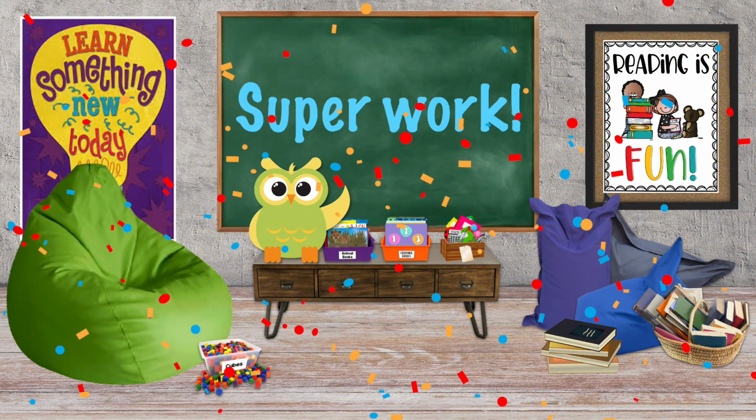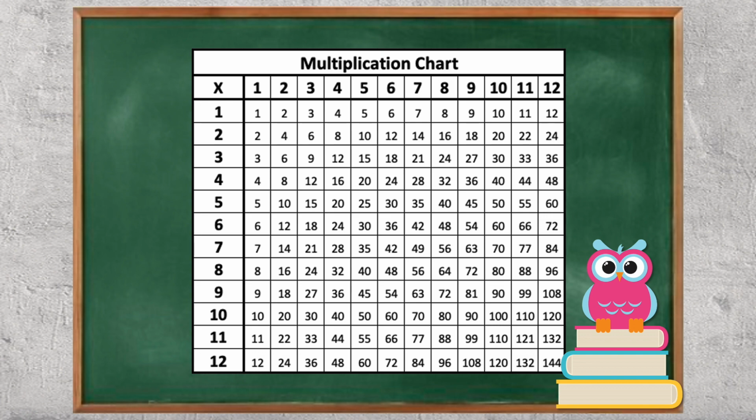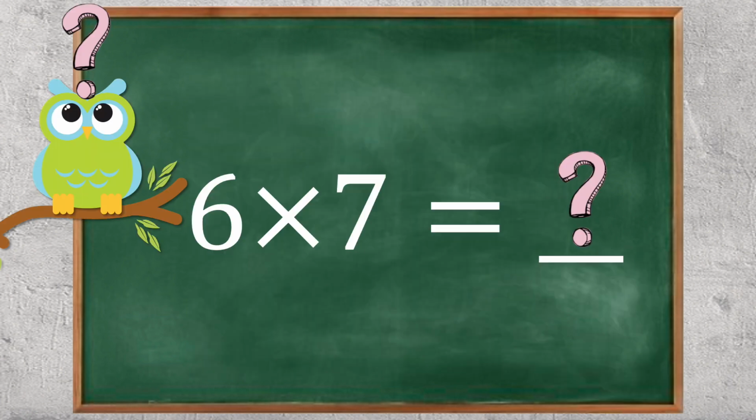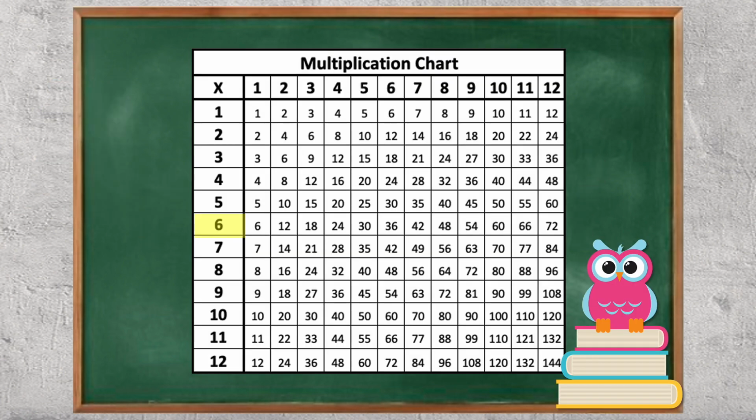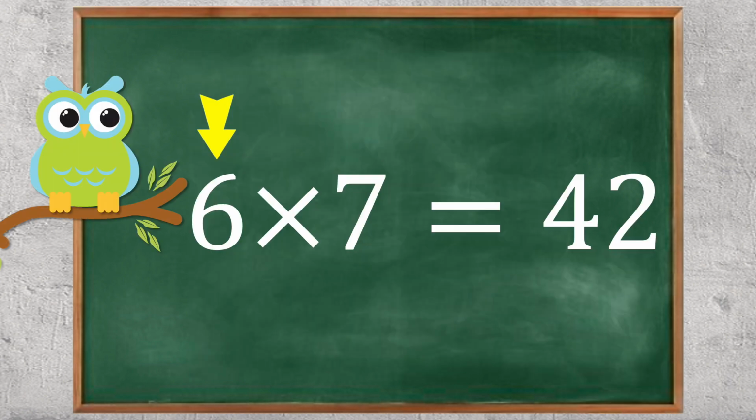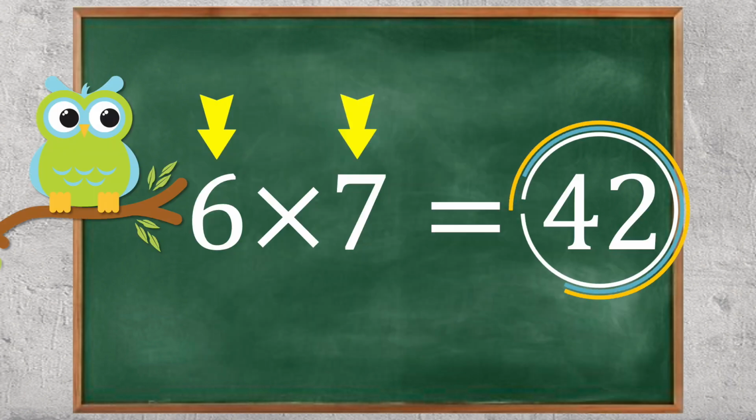Now, let's try a few on the full chart. What's 6 times 7? Find 6 on the left. Find 7 across the top. Find where they meet. They meet at 42. 6 times 7 equals 42.